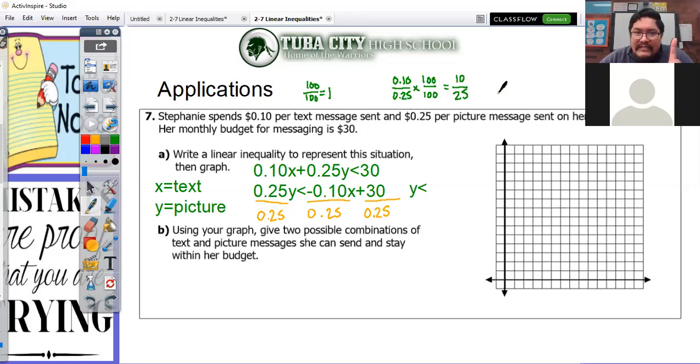But I want to reduce this number. So we're going to reduce it just like we do with any other fraction. Find a number that will divide both numbers. So 10 can be divided by 5 and 25 can be divided by 5. So now I have a much better number to use.